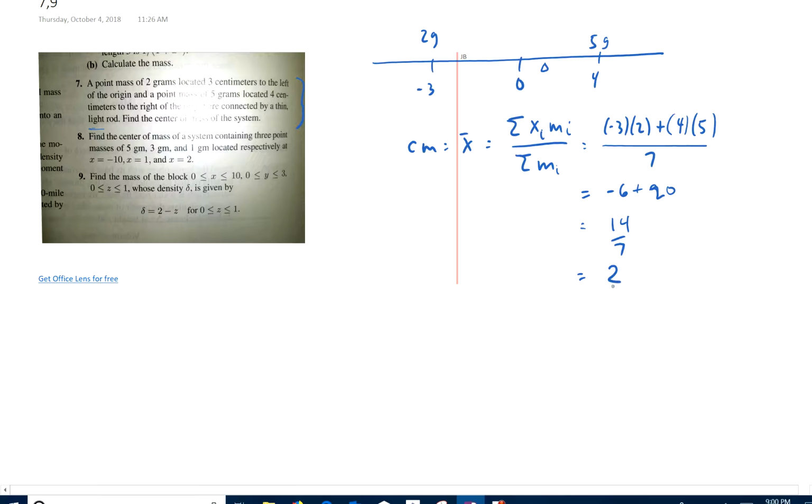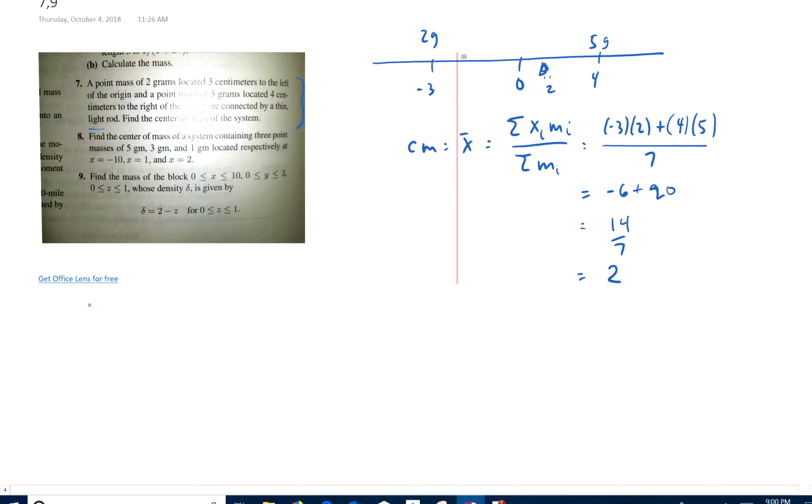Okay, this is the position where the center of mass is. So it's that weighted average, if you will. Okay, so if this is my balance point, it would balance right at 2.